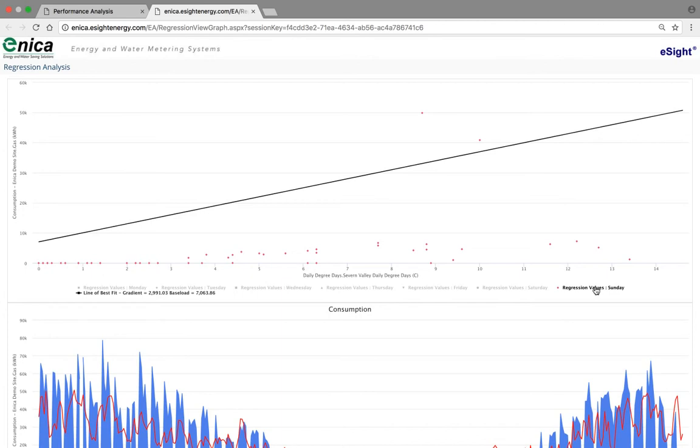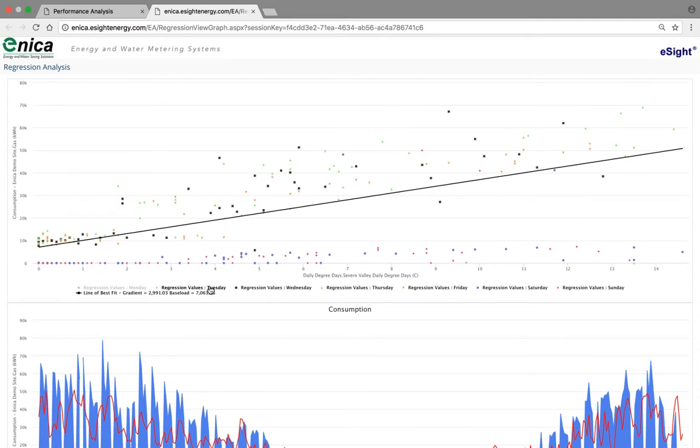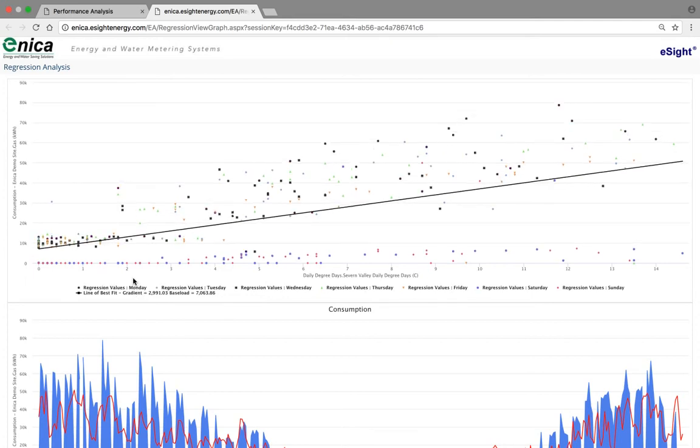You know, for instance, this one, you can see that all of the Sundays are generally along the bottom of the actual scatter graph, but we have 2 Sundays here that obviously the performance and the gas consumption on this site was abnormal on those 2 particular days. So this is quite a useful feature within eSight for looking at the data in particular. So we'll turn all those back on.